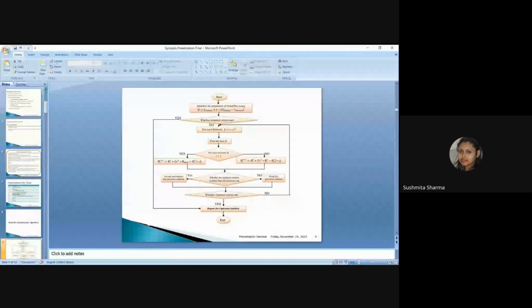Then after that, the main difference between the heuristic and the meta-heuristic is that the meta-heuristic has an iterative process. As it is an iterative process, it has the main phases, the exploration and exploitation phases. That is the main thing that differentiates meta-heuristic from heuristic.